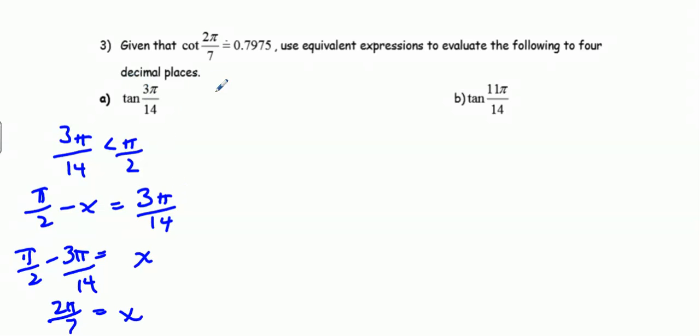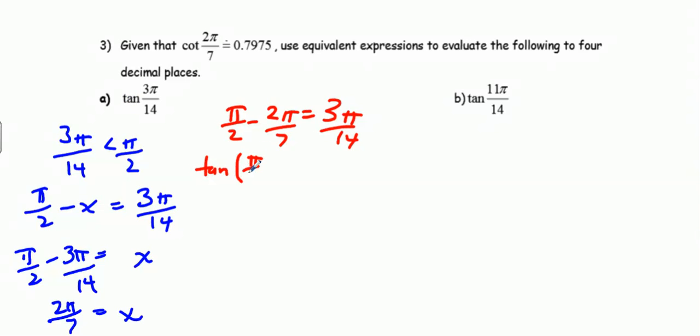Alright, so now what I have is that pi by 2 minus 2 pi by 7 gives me 3 pi by 14. I'm just going to write that out. I'm going to then put it into tan. Tan of pi by 2 minus 2 pi by 7 is equal to the tan of 3 pi by 14.